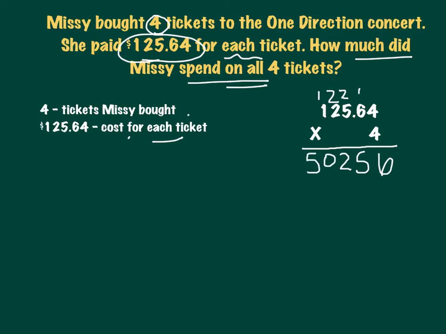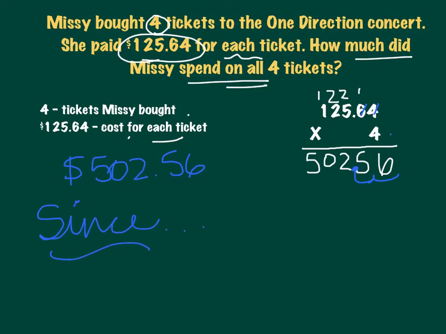Okay, now we have to count the number of decimal places in each number. There are 1, 2 in the first number and 0 in the second number. So we're going to go over 1, 2 spaces and put our decimal place here. So our answer is $502.56. But we know we have to write a statement that starts with the word since.